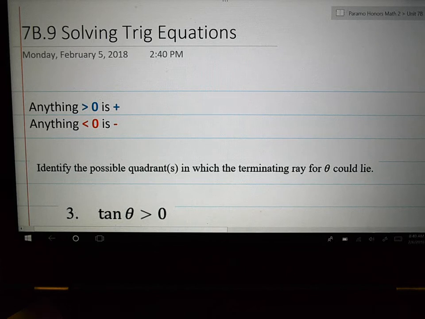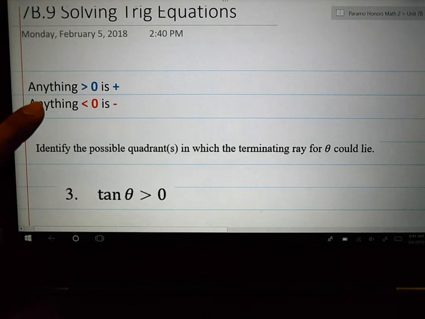Section 9 is the very last section in Unit 7B. And in 7B, you are going to be asked to find some solutions. You're going to solve for what theta could be. And the first thing that we had to write down is this.